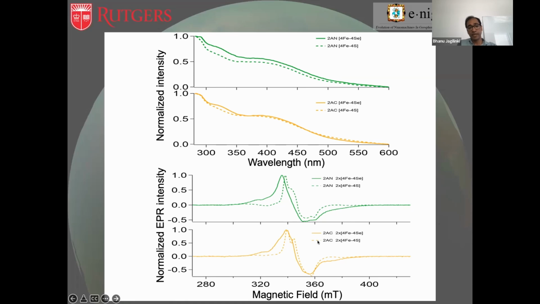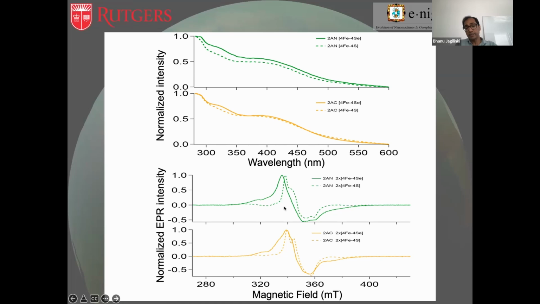In the bottom panel, we have the EPR data for the AN and AC in comparison to the 4-iron 4-sulfur cluster. The solid line is the 4-iron 4-selenium clusters, and the broken lines are for the 4-iron 4-sulfur clusters. The EPR data suggests again that we have two 4-iron 4-selenium clusters that are coupled to each other. But if you compare with the 4-iron 4-sulfur clusters, you would see a drift towards a lower magnetic field, and also broadening of the peaks, which is expected because of the larger size of the selenium ion.